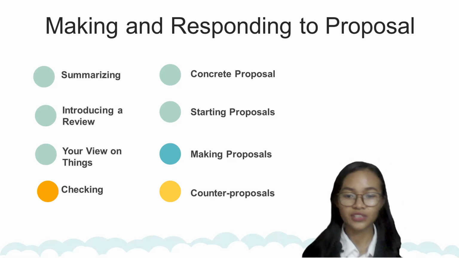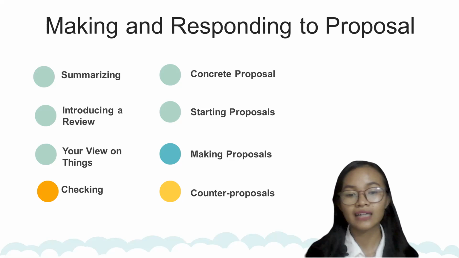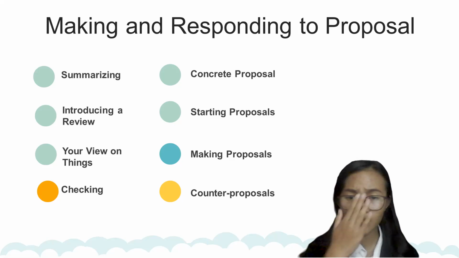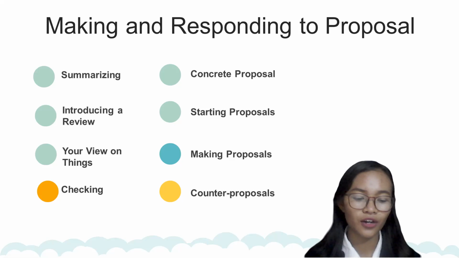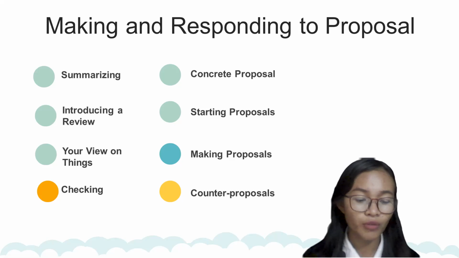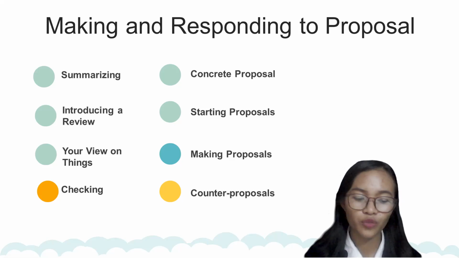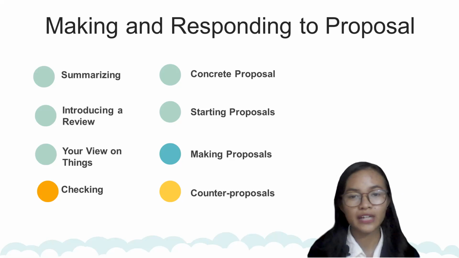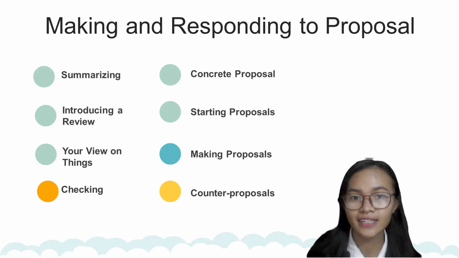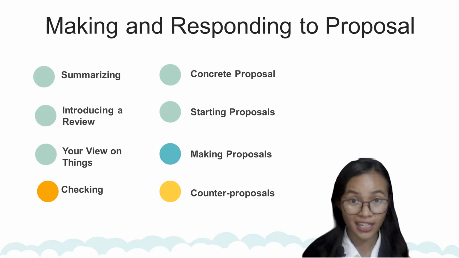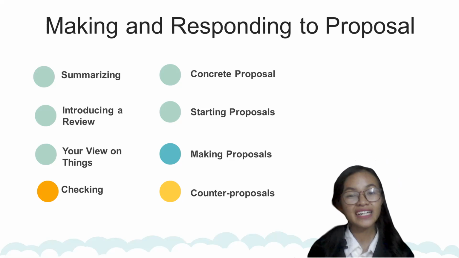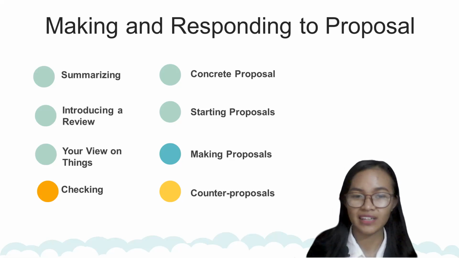Okay, let's continue with the counter proposal. In a counter proposal, you can use expressions like "From our point of view, we would rather have," and then "Could we offer an alternative proposal?" And then you can also use expressions like "Supposing we," and then "How about if we," like that.